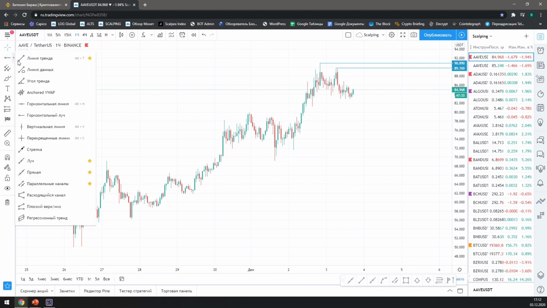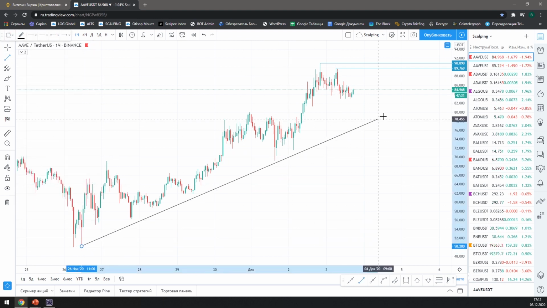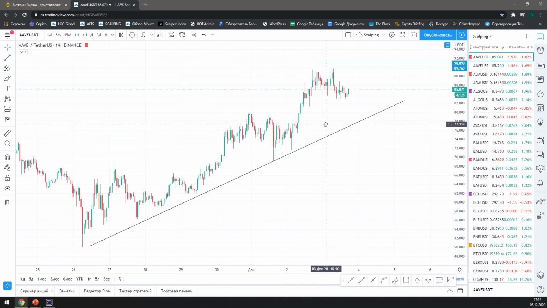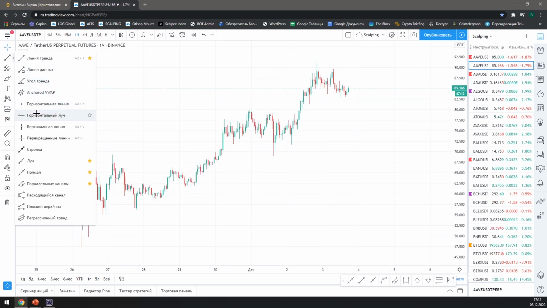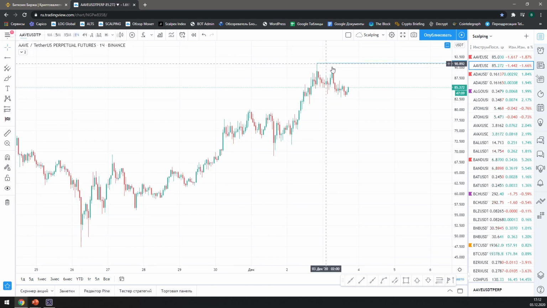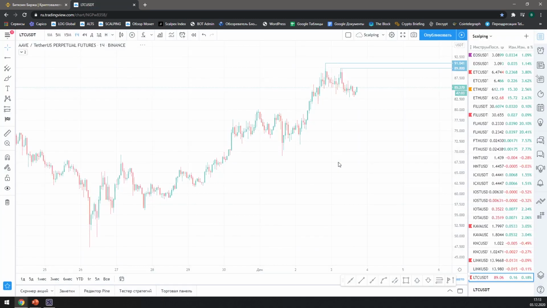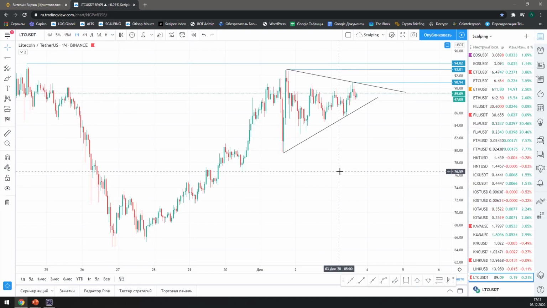So here we can see also the dynamic line. So all the important elements that help you to understand the situation on this instrument and to make a conclusion whether to trade it or not. So the same thing we're gonna do on the perpetual futures. So yeah, that's it. Let's go back to the Litecoin, for example.